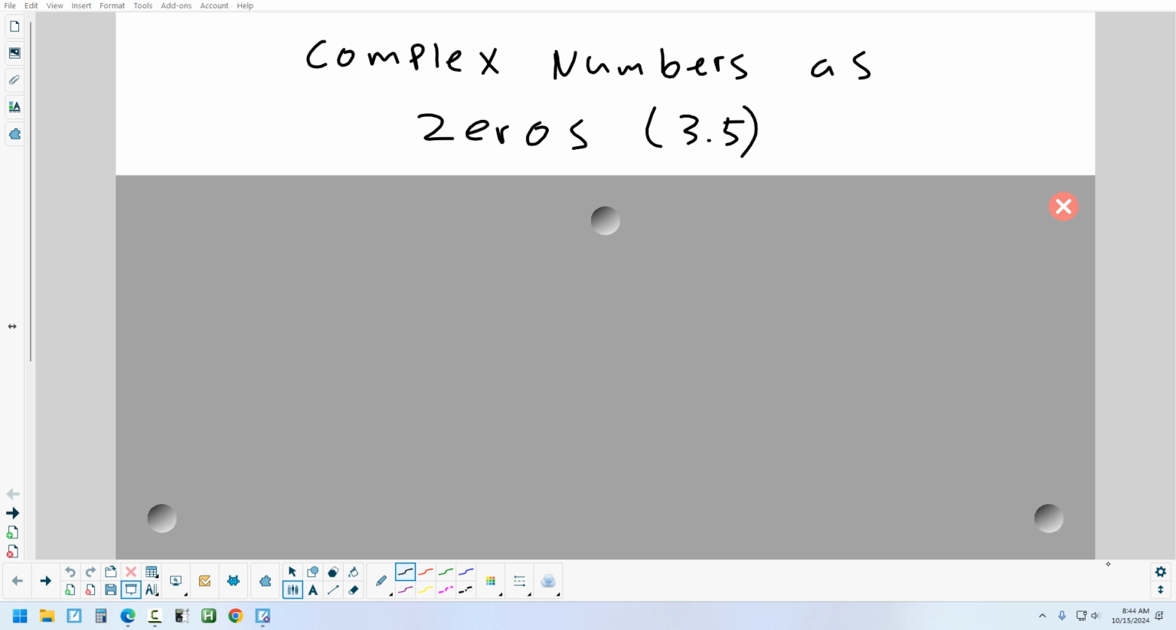All right, so we're going to start off looking at section 3.5. We're in the middle of chapter 3 on finding roots of polynomials. Last time we learned how to use synthetic division and the rational root theorem to help us find roots. We're going to do the same thing in this section, except now the roots could come out to be imaginary.